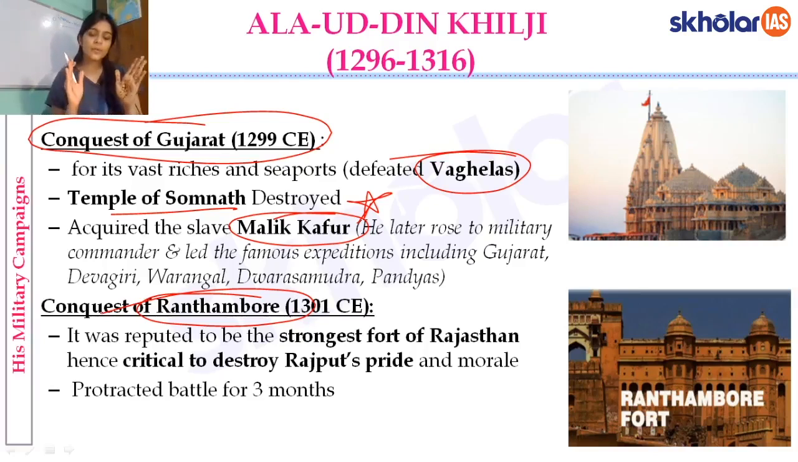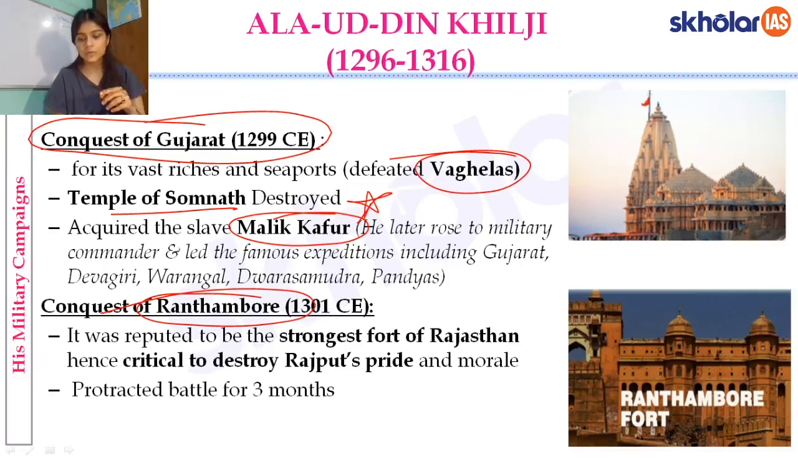So basically after Gujarat, he turned his head towards Rajputana. Rajputana were a strong power, we understood in one of the lectures, the Rajput kingdoms. So he wanted to destroy the Rajputana actually. And where did he start from? The Ranthambore. Ranthambore fort, why?